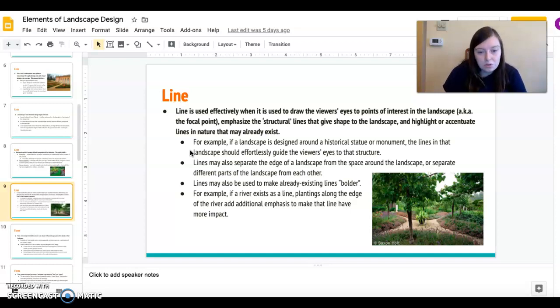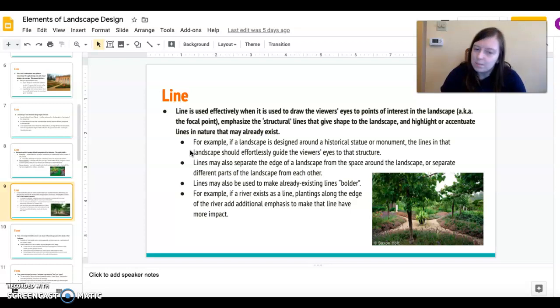Lines can also be used to make already existing lines bolder. So you could see in that picture below where they put a sidewalk there, that could have been grass before or something like that. And by putting that cream colored sidewalk in there, it really made those purple flowers pop, right? Because they're not against so much green.